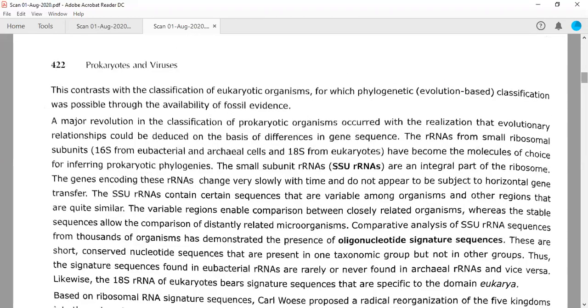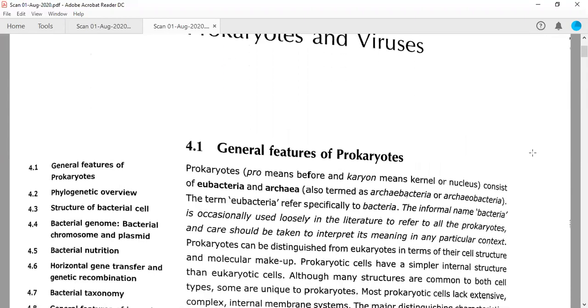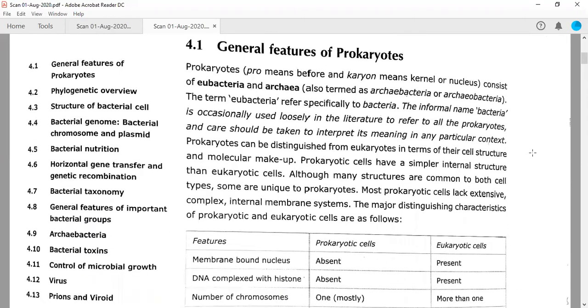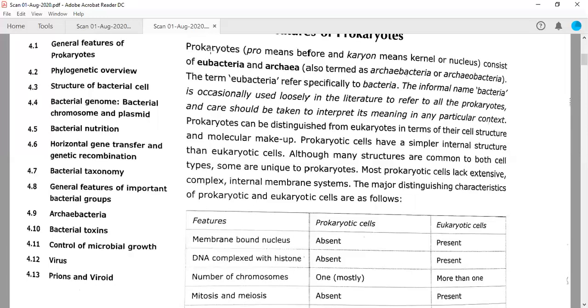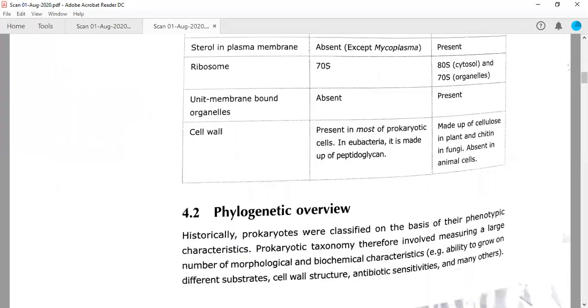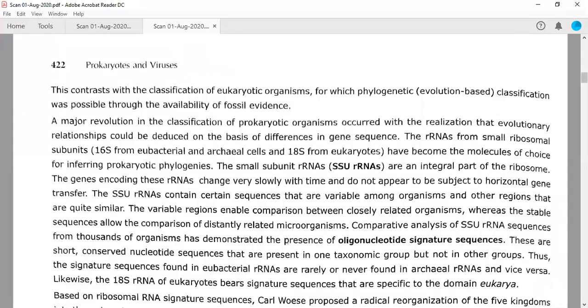Okay, let's start from the beginning. The prokaryotes, or the bacteria: pro means before, karyon means nucleus. They consist of eubacteria and archaea. So both eubacteria and archaea, which are two domains of life, come under the prokaryotes. So both are prokaryotes.